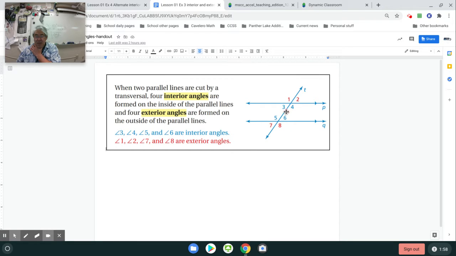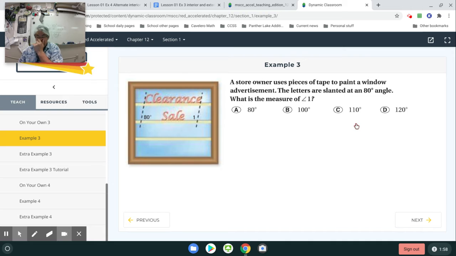Okay? So these are interior. The 1, 2, 7, and 8 are exterior. We did this. This has nothing to do with what we just talked about.